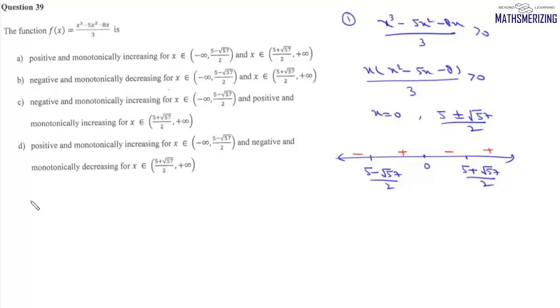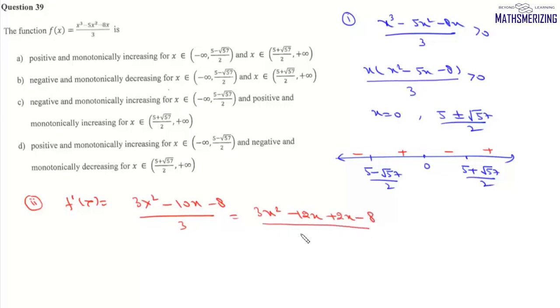Now we'll find where this function is increasing or decreasing. So for that we'll find f dash x. We can write 3x square minus 10x minus 8 upon 3. Now we'll factorize. We can factorize this as 3x square minus 12x plus 2x minus 8 upon 3. So it will be 3x plus 2 x minus 4 upon 3.